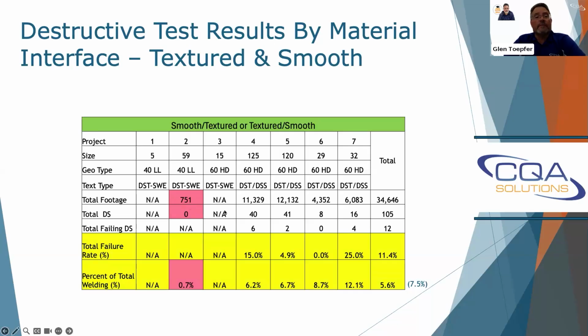But there was 751 feet welded of the smooth textured or textured, whichever was the case, but we didn't take any destructs on that project. And it encompassed 0.7% of the total welding. So you had some 750 feet. We should have at least had 1 or 2 samples on that, but it was missed as a result of the protocols and not being required to test it. So it was acceptable, but seeing these failure rates, it definitely is something that I think should have been targeted.